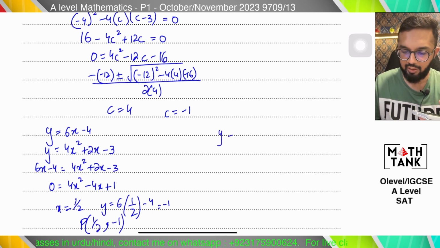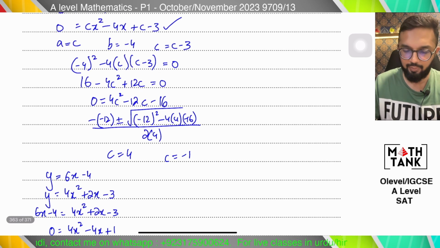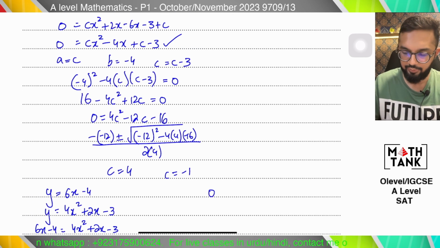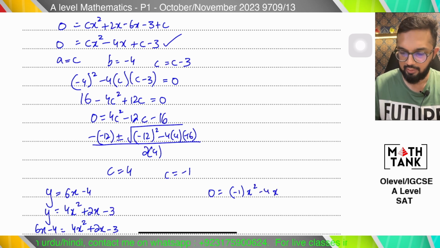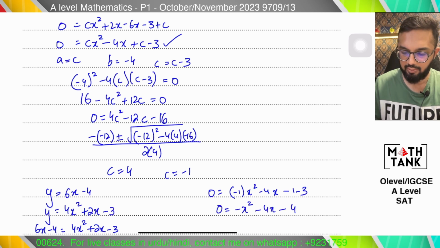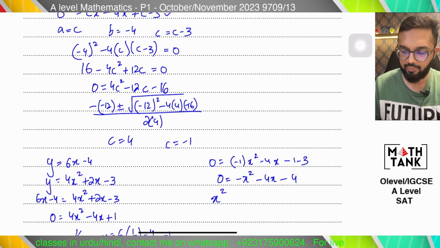And then I have y equals, let's solve from here. 0 equals minus 1 x squared minus 4 times x minus 1 minus 3. So minus x squared minus 4x minus 4 equals 0. So x squared plus 4x plus 4.